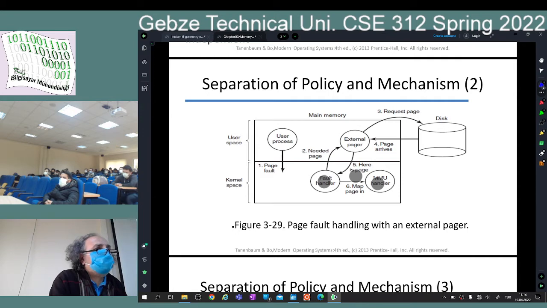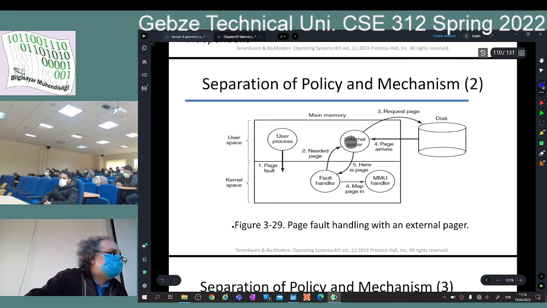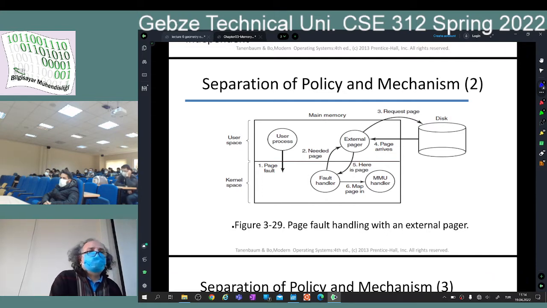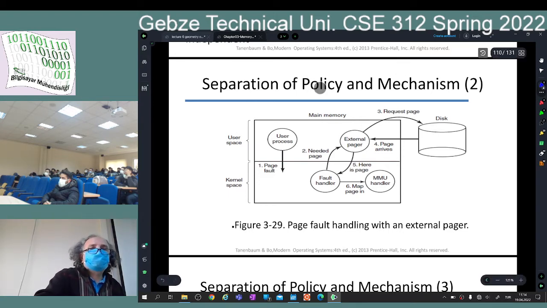The possibility of making a mistake here is much less than the possibility of making stupid mistakes in there, because it's a much larger code. So the nice thing is, I am keeping my kernel small. A small kernel means fewer chances of having a bug in my kernel. Okay? That's why people enforce this idea of separating the policy from the mechanism.